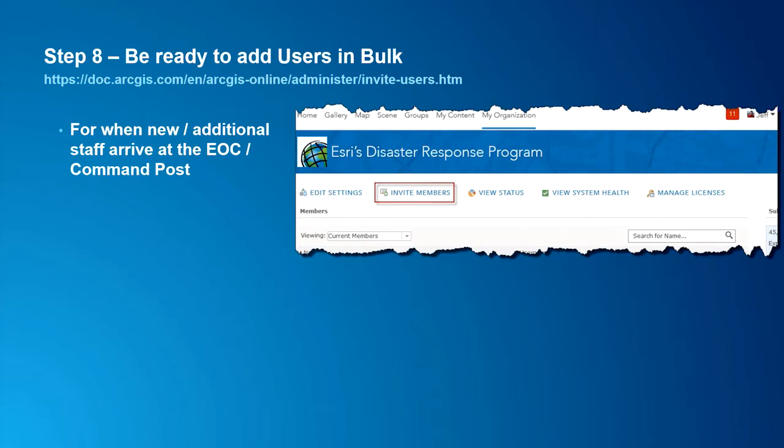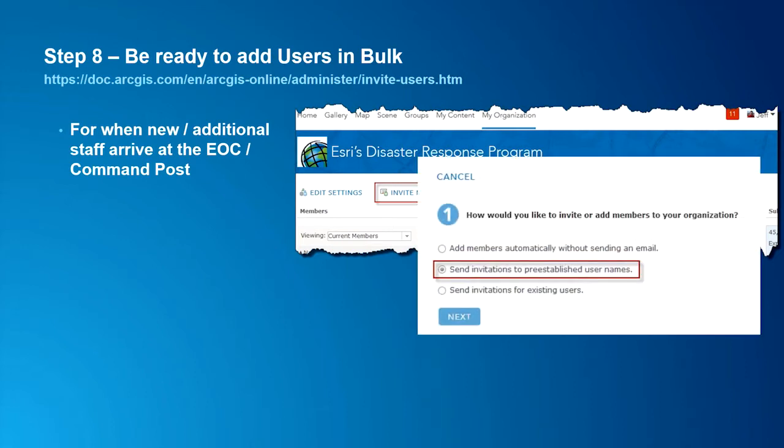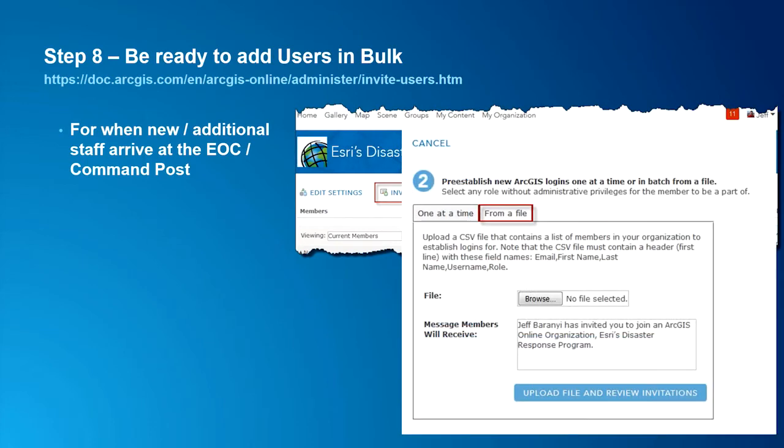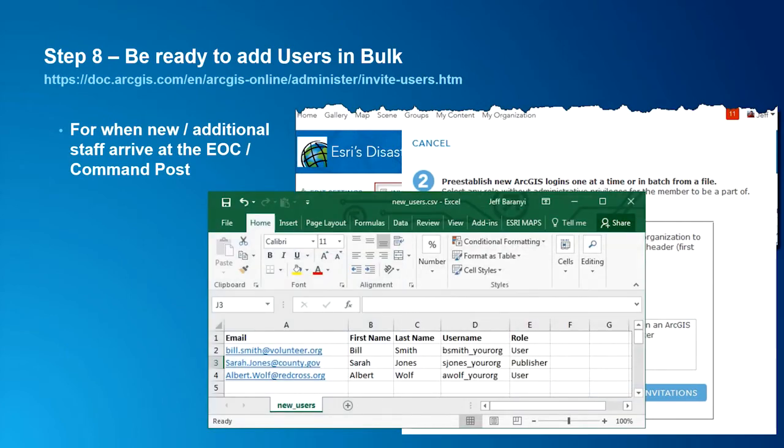Through the normal process here, you get started to invite members with pre-established usernames, and then instead of doing these one at a time, you can now do these as a file and upload a set of users in bulk from a file if you use these 5 common fields: the email, first name, last name, username that you want to establish inside the org, and the role. So this is a quick way in bulk to add a lot of new users to your organization.